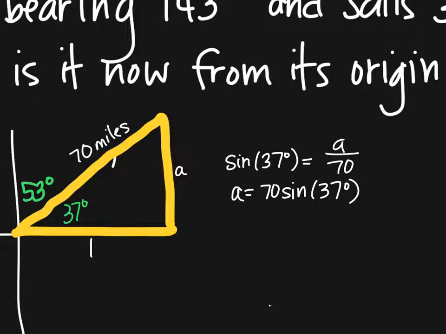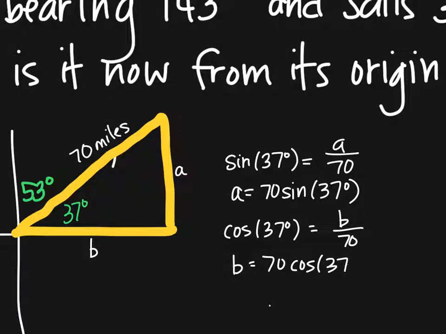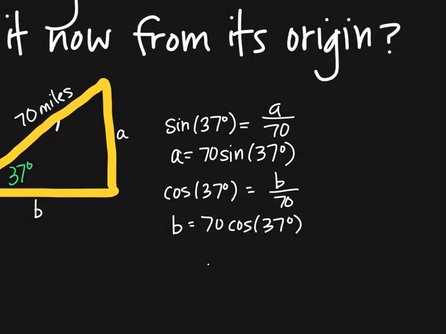And then B will be the cosine because it's adjacent. So cosine would be B over 70. If somebody else could figure that out, I'll call for it in just a minute. When we cross multiply, we'll have that. Okay, I'm ready for sine. Does somebody have that for me? 42.127, okay. Miles.